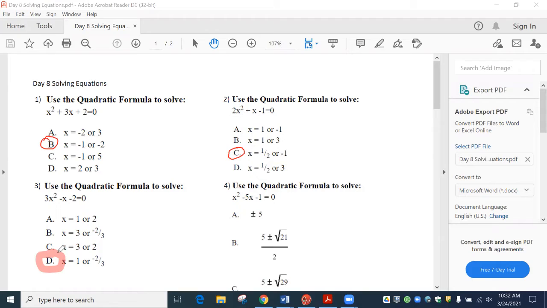Whoa. I have no idea what happened there. It's like it flipped out on me. Must have hit the wrong thing.